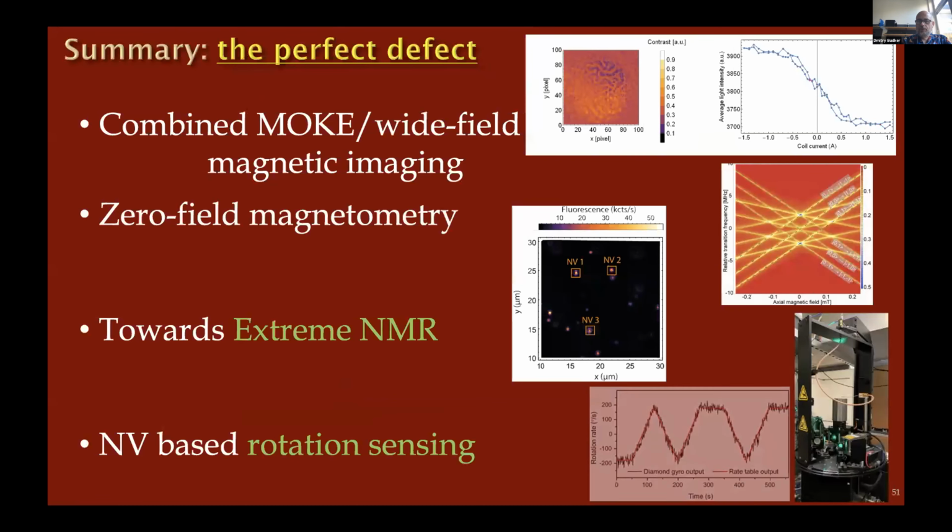Sorry for going a bit over time. I got carried away. So I told you about the combined MOG and NV sensing, about zero field magnetometry towards extreme NMR, and then I guess I gave you some teaser images of actual operation of an NV-based rotation sensor. Thank you so much for your attention, and I hope there's still time for a question or two. Thank you.